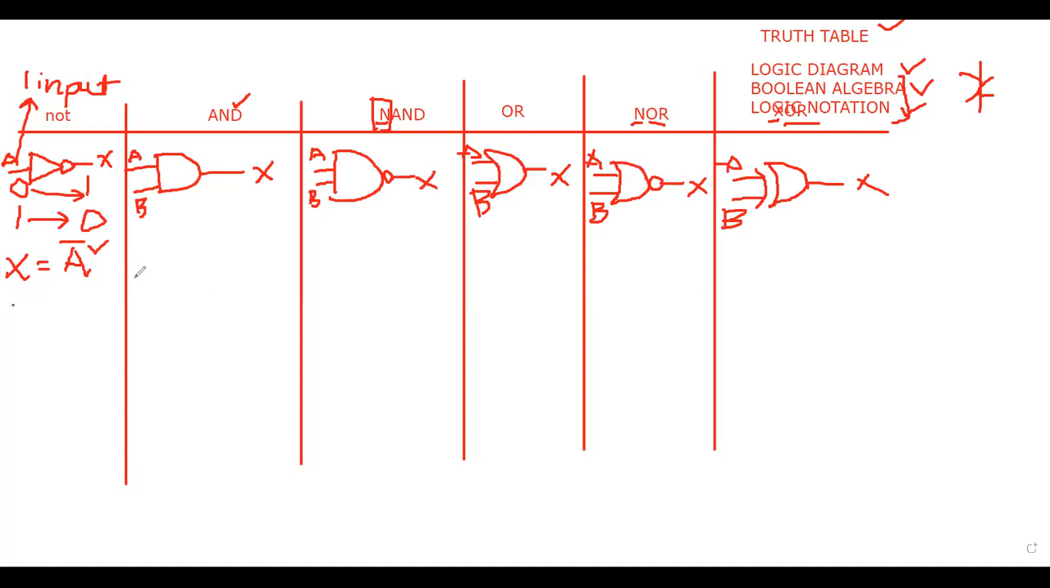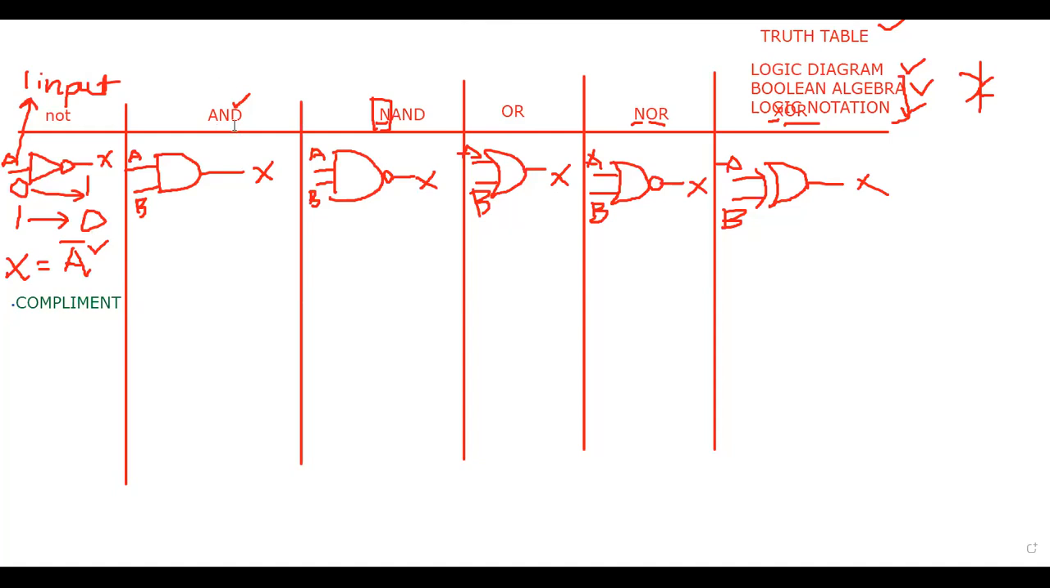So this is basically the complement, the opposite. So A complement means not A. So if the value of A is 1, then X is not A, so 0. That's why we have put complement on it.